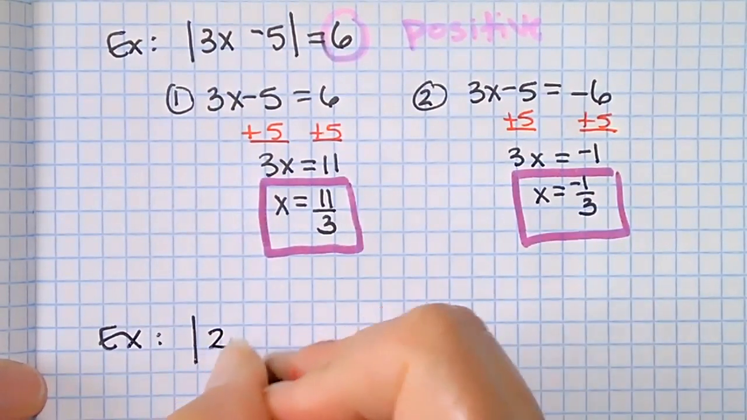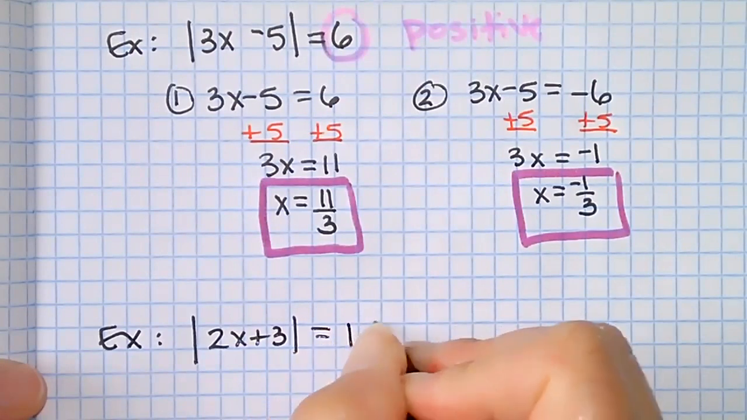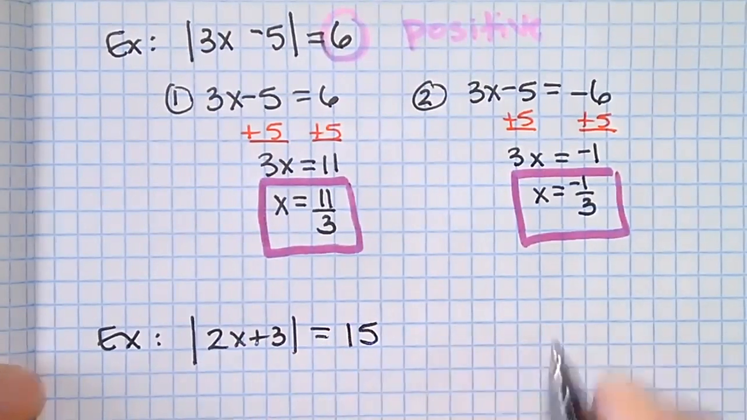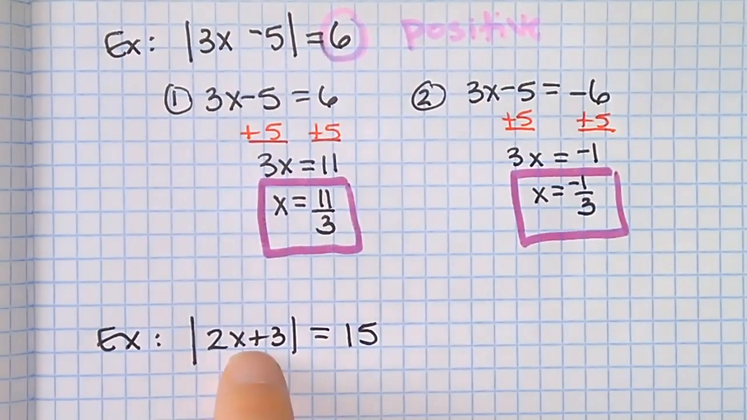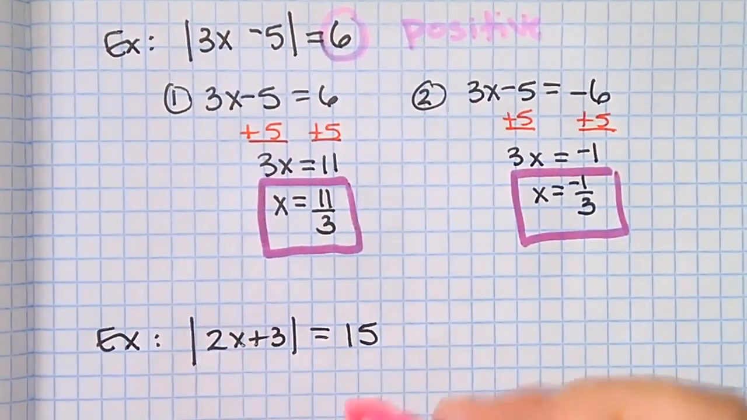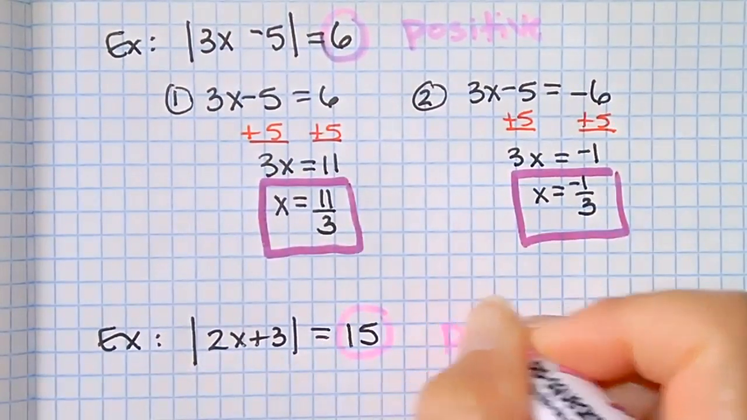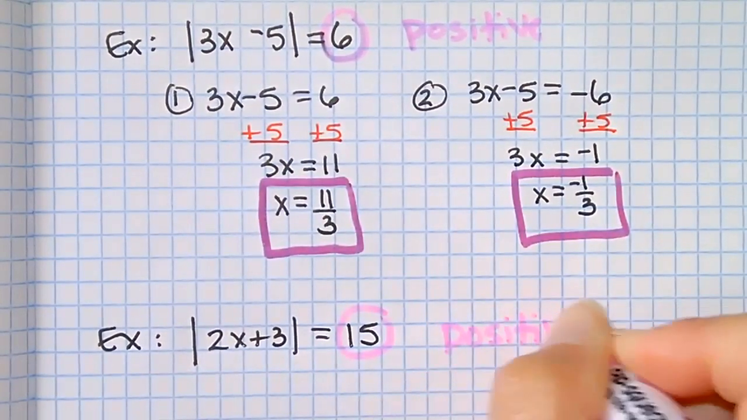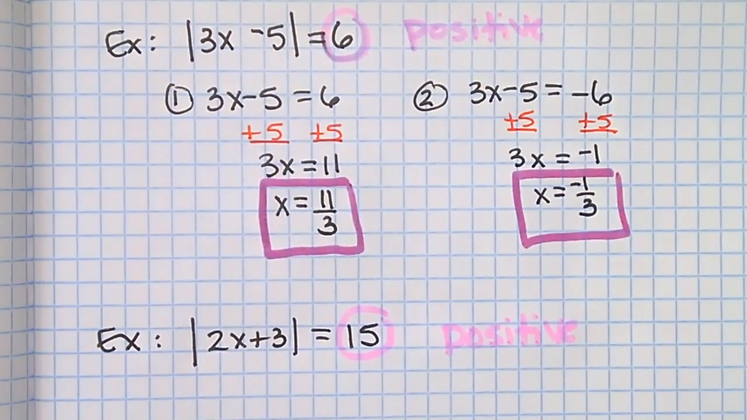Absolute value of 2x plus 3 is equal to 15. Again, I'm looking to see, is my absolute value isolated? It is. It's all by itself over here. On this side, this is a positive number. So again, this is positive. And since that is positive, that means I'm going to write my two equations.